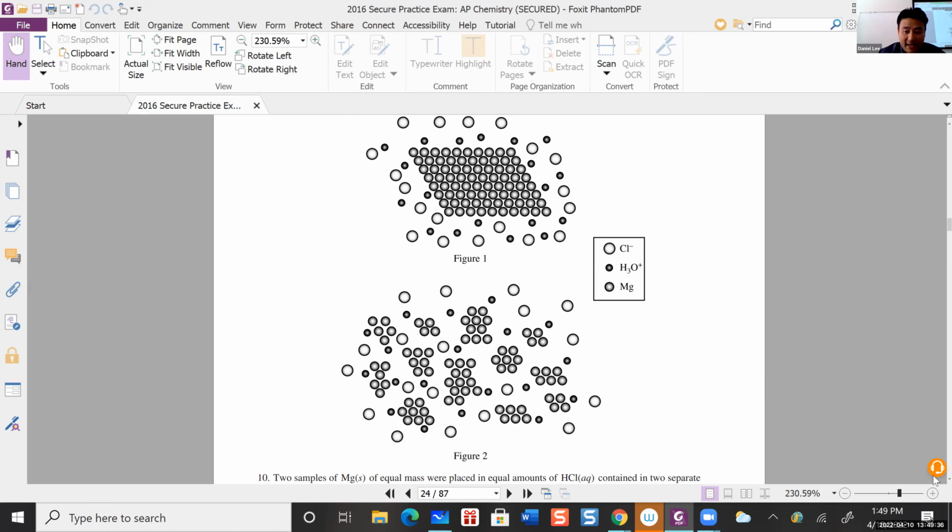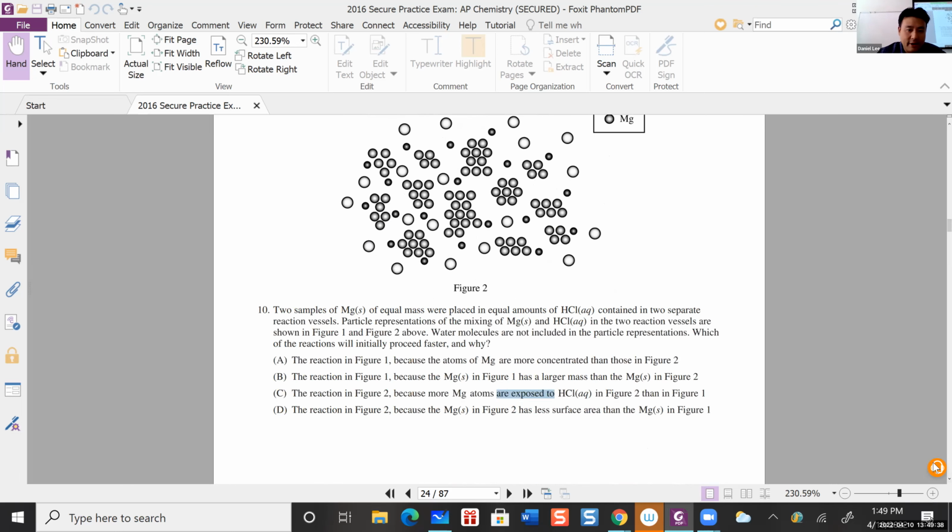Figure 2 must be faster, for sure. So this is a surface area question, yeah? So number 10, C is the answer. So who's faster? 2. So forget about 1. Common sense tells you a chunk of metal doesn't react well. You want a large surface area because there's more exposure of the reactants to each other. So that's the answer. Okay?